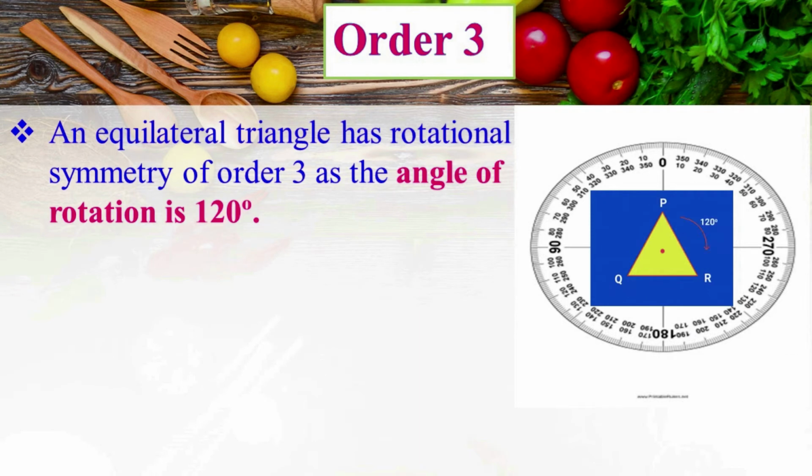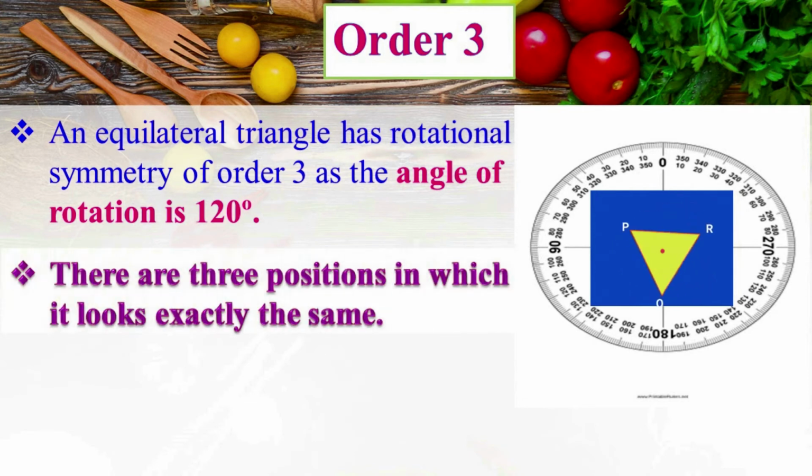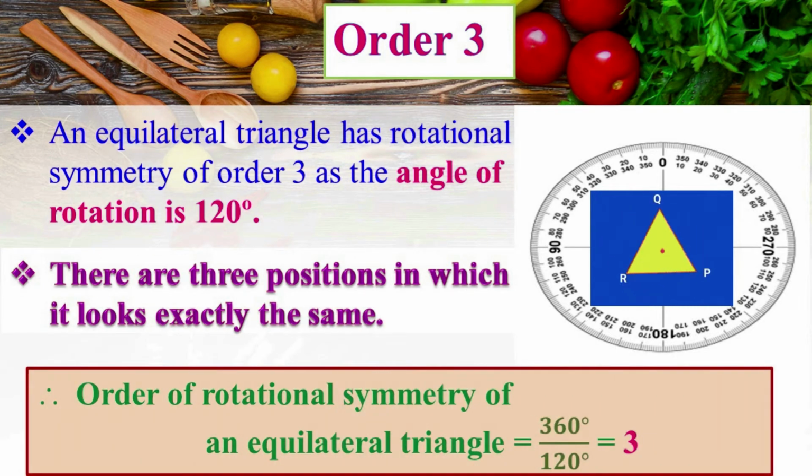An equilateral triangle has rotational symmetry of order 3, as the angle of rotation is 120 degrees. There are 3 positions in which it looks exactly the same. Therefore, the order of rotational symmetry of an equilateral triangle is equal to 360 degrees divided by 120 degrees, which is equal to 3.